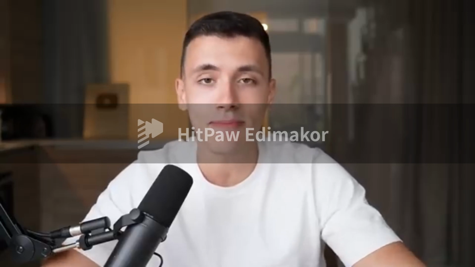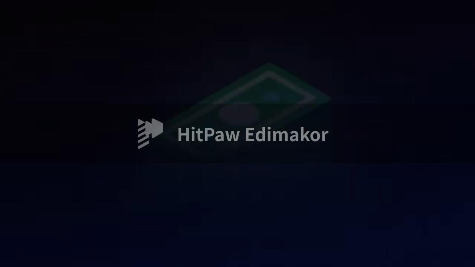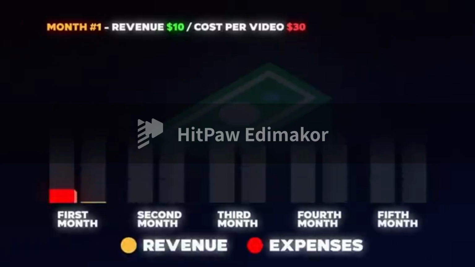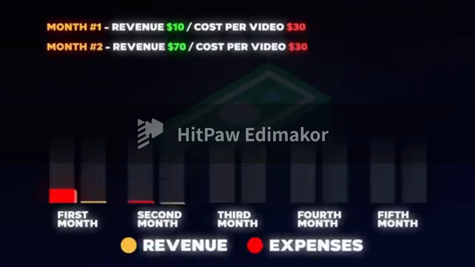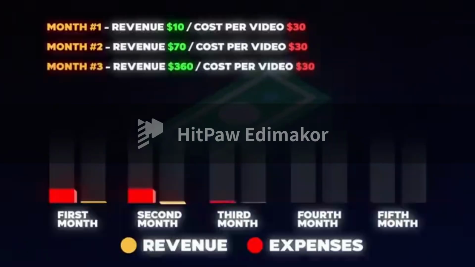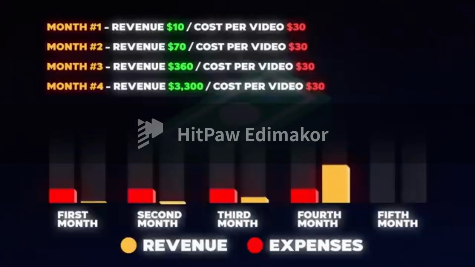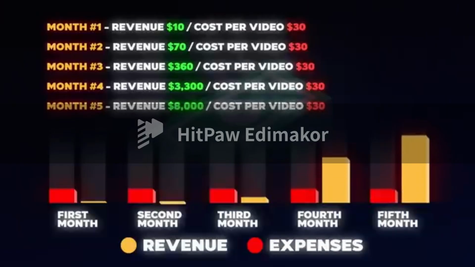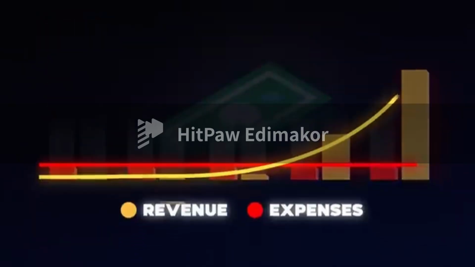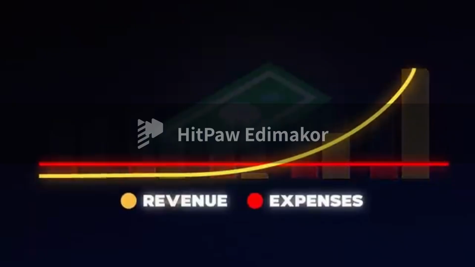The profit margins for YouTube automation can be crazy. When I first started, I was paying $30 for a clip, and this is what I was getting in return. In the first month, I only made $10 total, so I was losing some money there. That went up to $70 in month 2, $360 in month 3, over $3,000 in month 4, and over $8,000 from AdSense revenue alone, $10,000 total in month 5, and that is with me paying the same $30 for the cost of producing the videos.